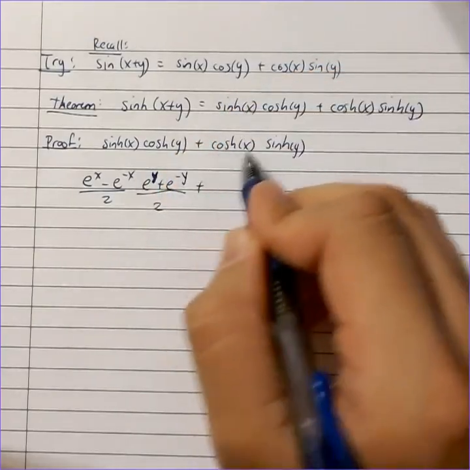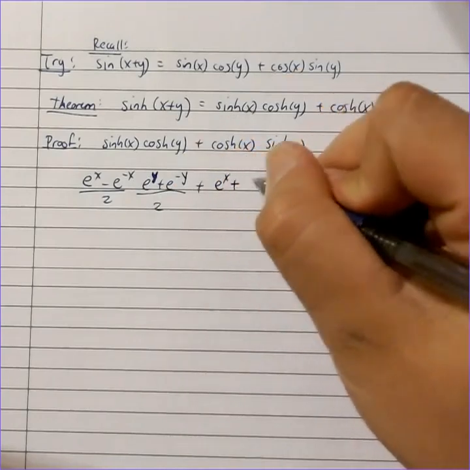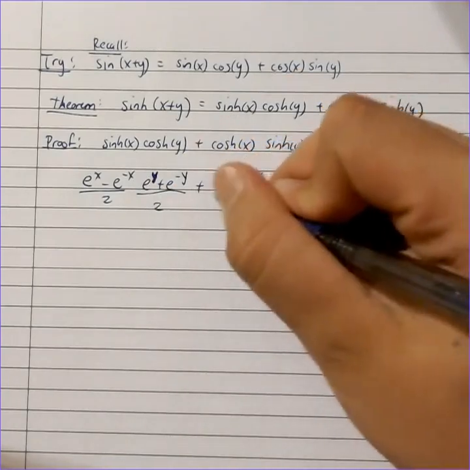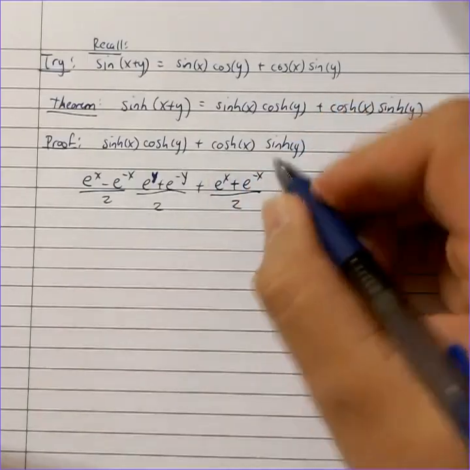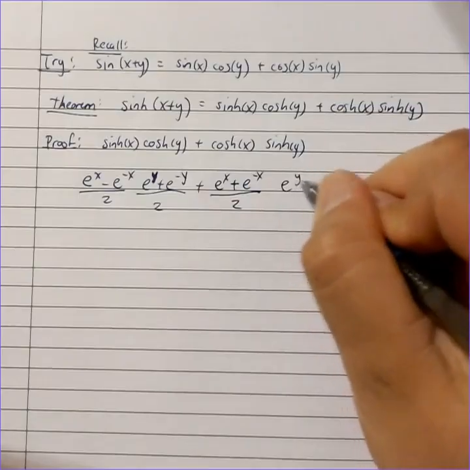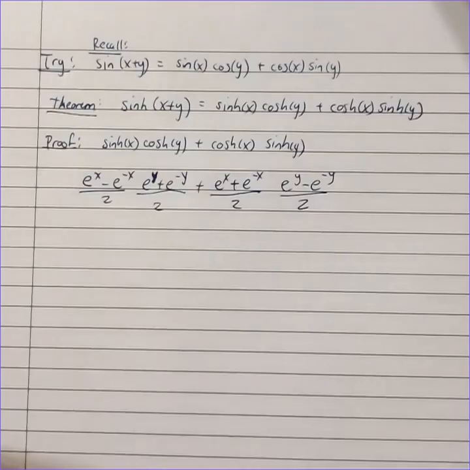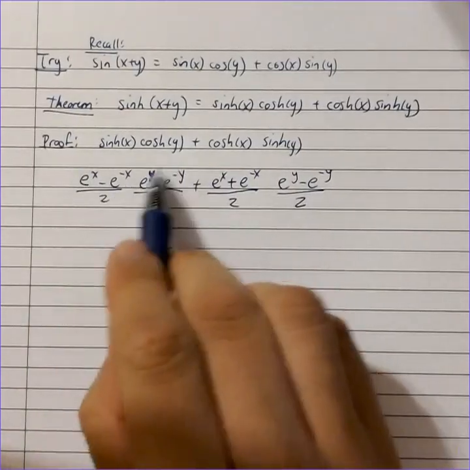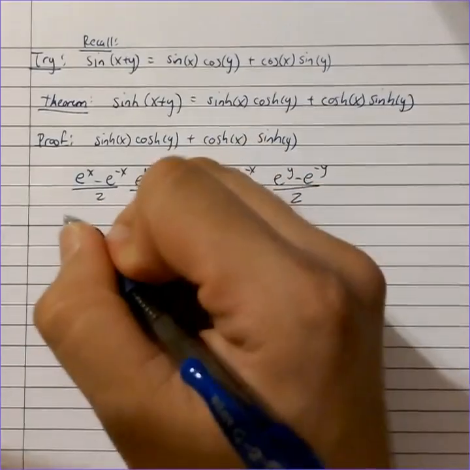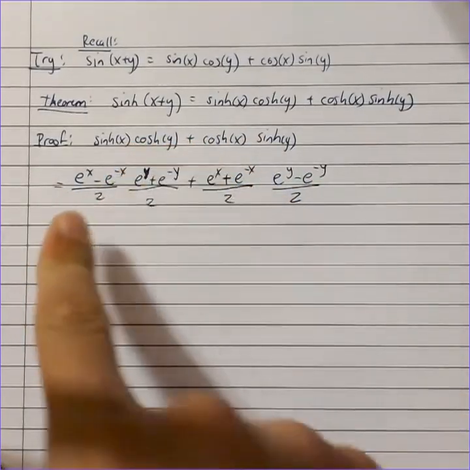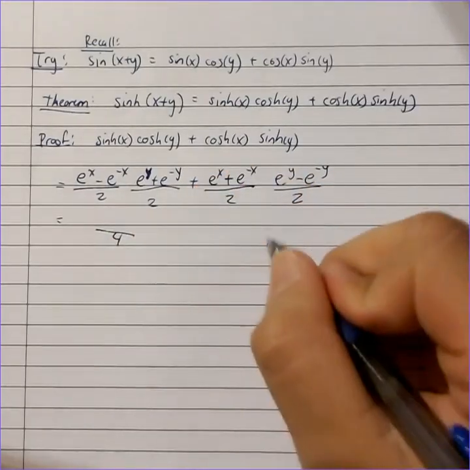Plus, all right, now I have cosh of x. So that's e to the x plus e to the minus x over 2. And then sinh of y, that's going to be e to the y minus e to the minus y over 2. All right, so sinh of x, cosh of y, cosh of x, sinh of y. So now let's start multiplying all these out. Now the denominators are easy. That's just 2 times 2 is 4. And same thing over here. 2 times 2 is 4.